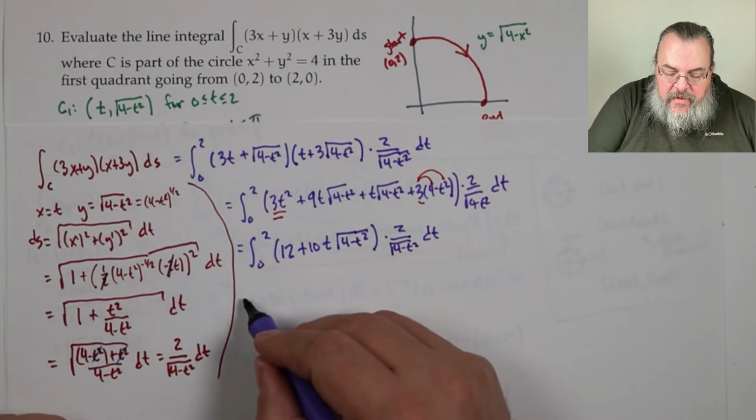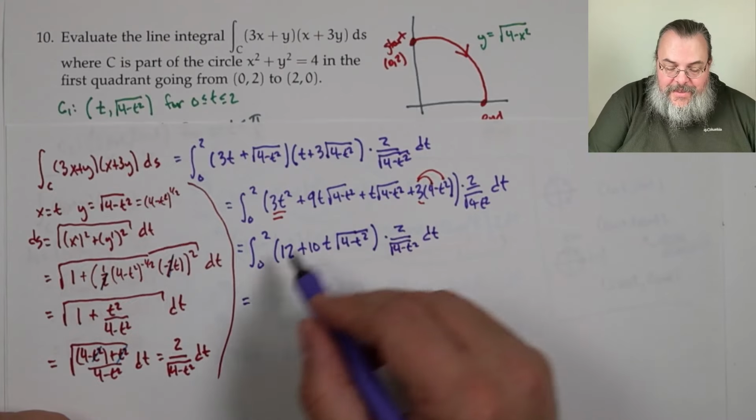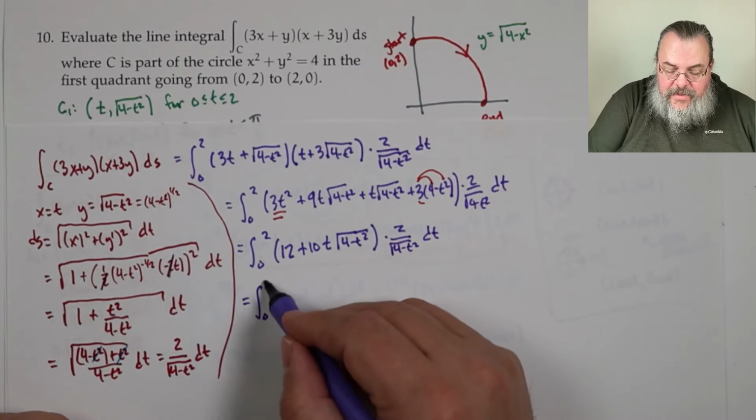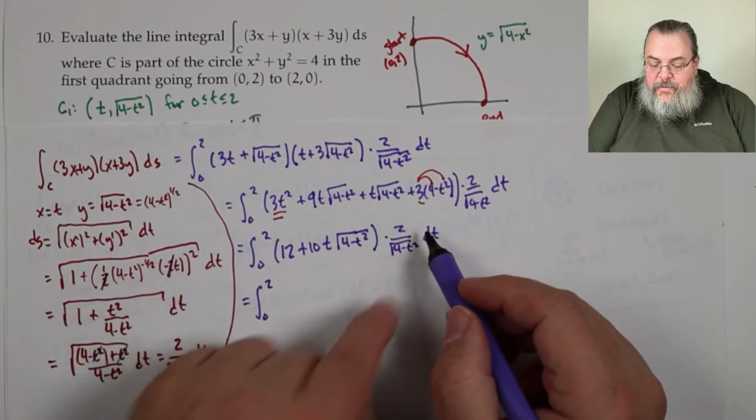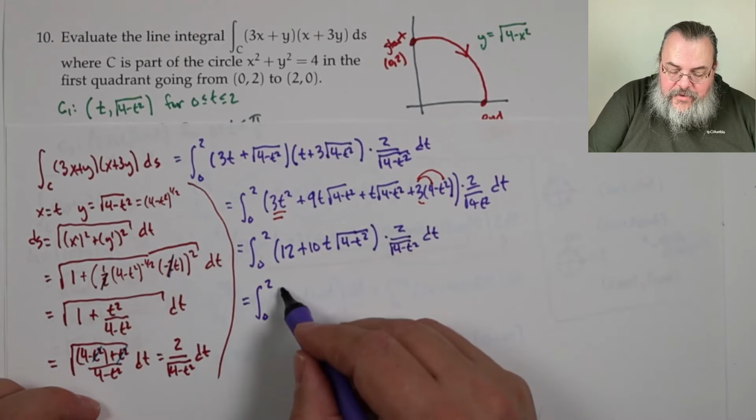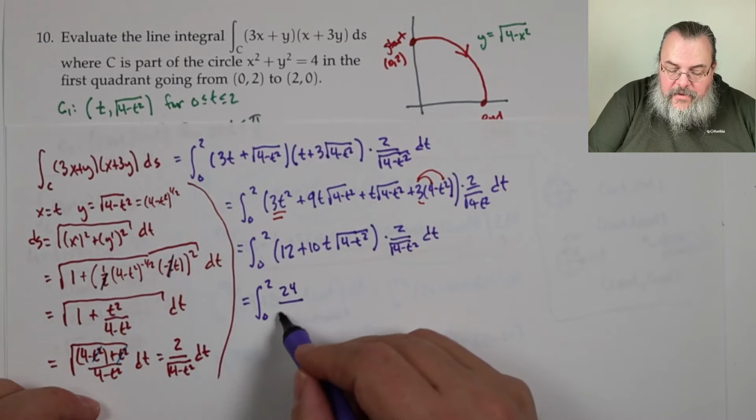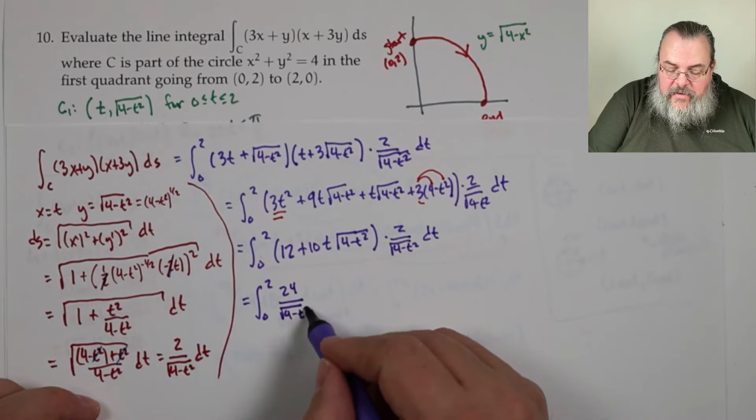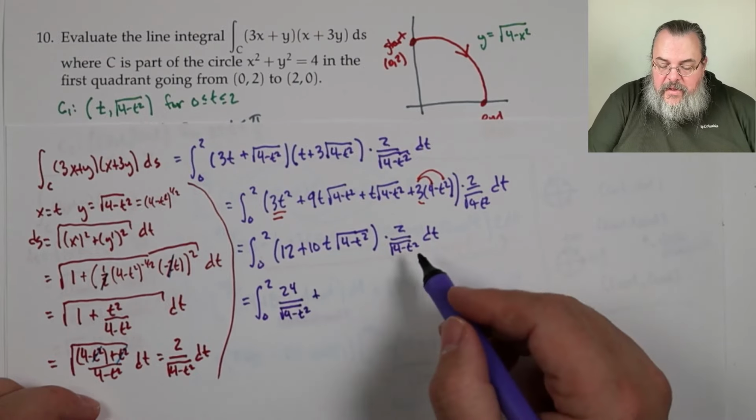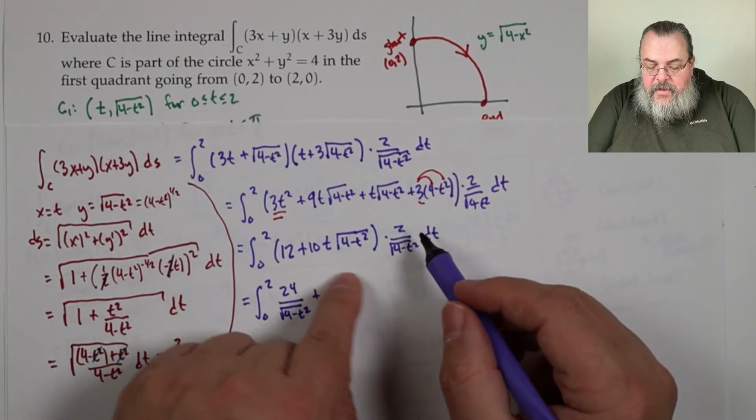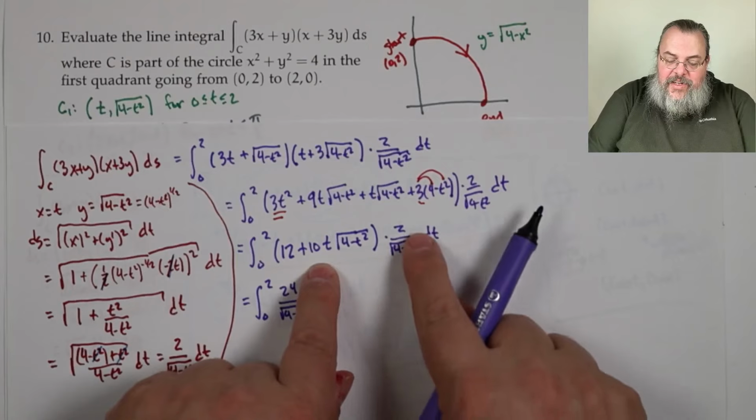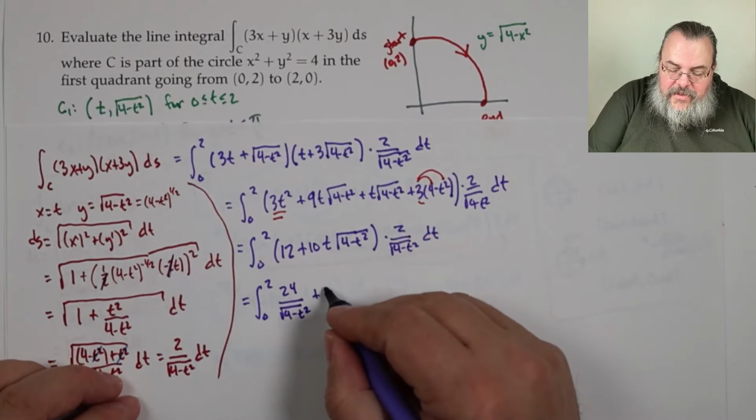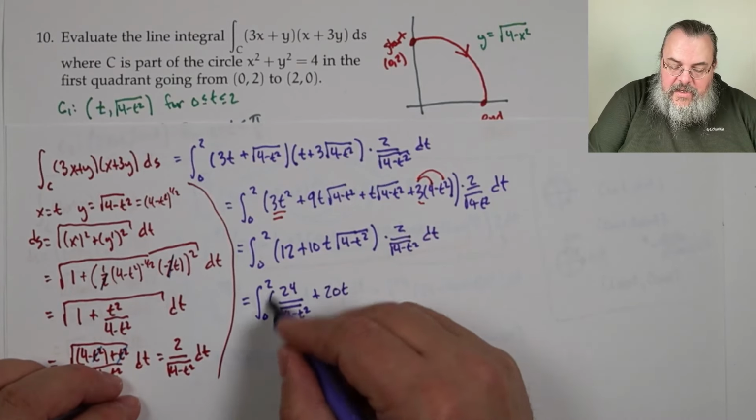This becomes, we distribute through, integral from 0 to 2. We have 12 times 2 over the square root of 4 minus t squared. So that's 24 over the square root of 4 minus t squared, plus, here we distribute. Notice what happens. The square roots of 4 minus t squared cancel. So we get 10t times 2, and that's 20t.